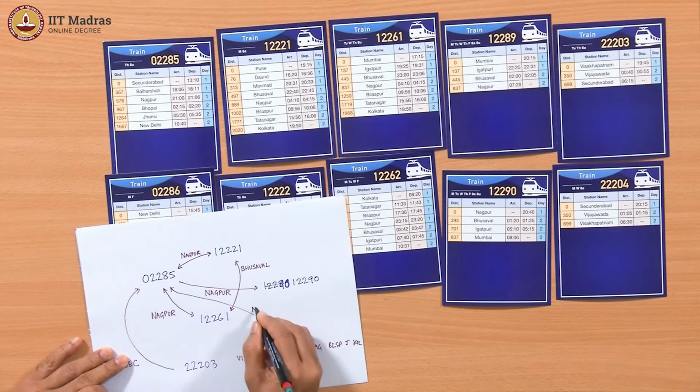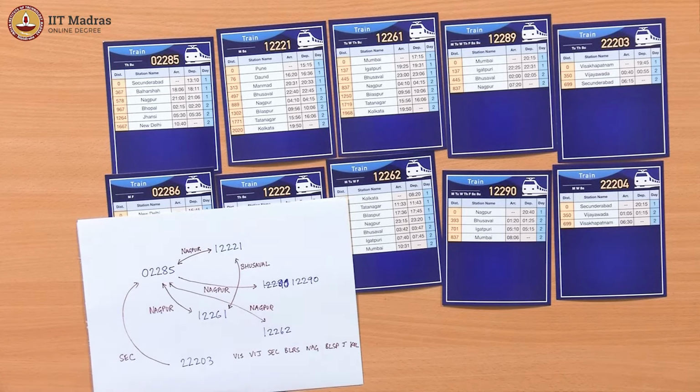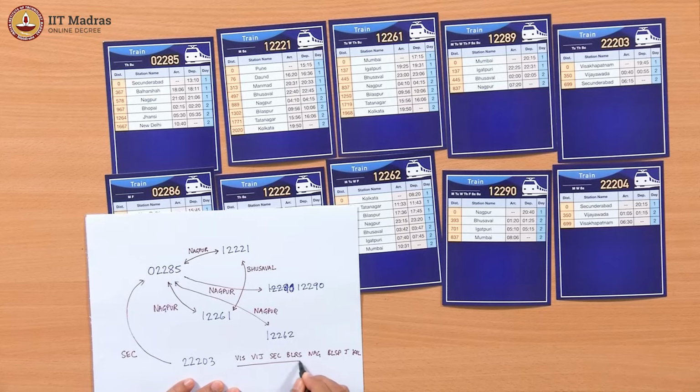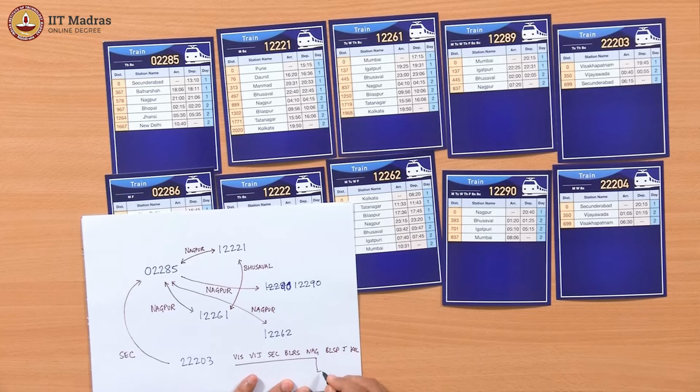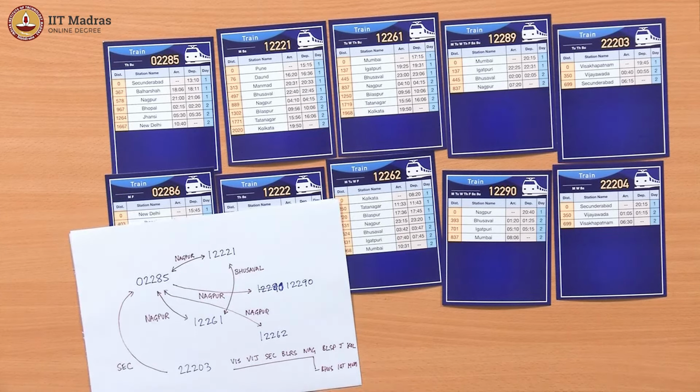Via Nagpur. So if I followed that connection, I would come up to Nagpur and then I would switch over to 12226 and then I could do Bhusawal, Igatpuri, go to Mumbai. Right? So I can go from Vishakhapatnam to Mumbai.